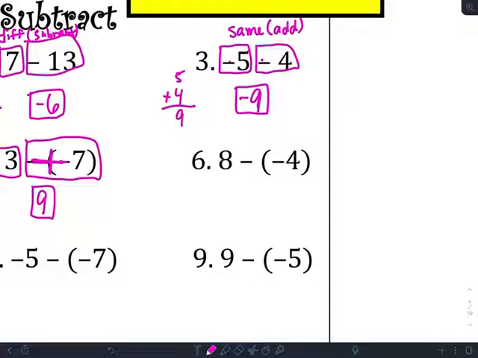Same concept here, number 6. So you're subtracting a negative number. Same thing. Let's connect them. And 8 plus 4, 12. Good.